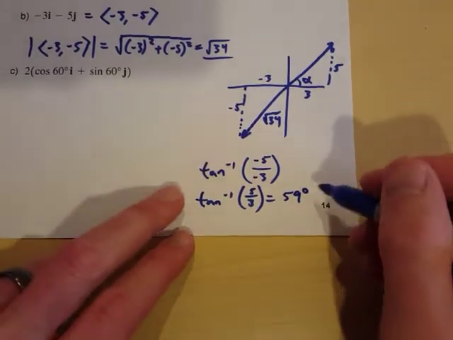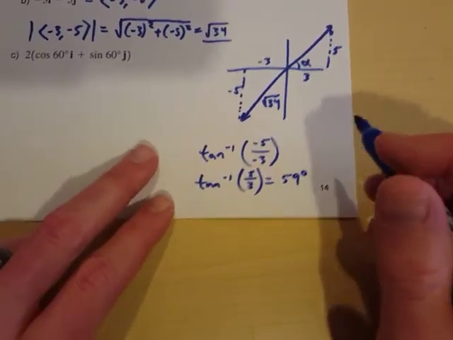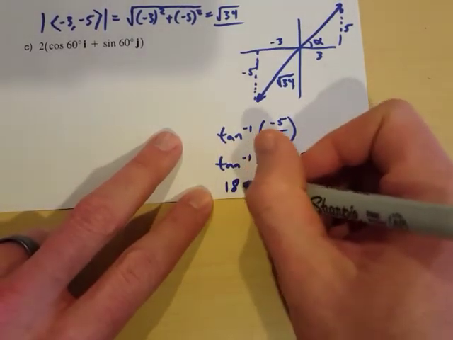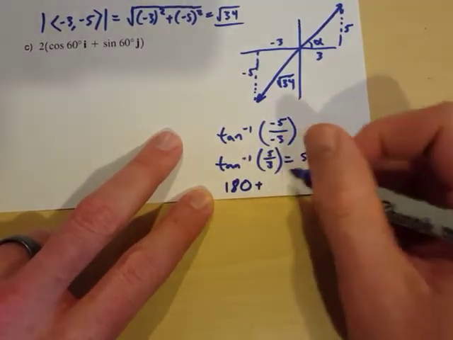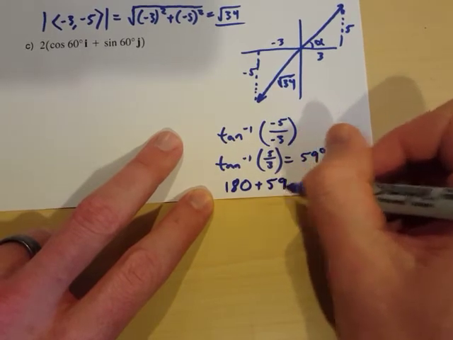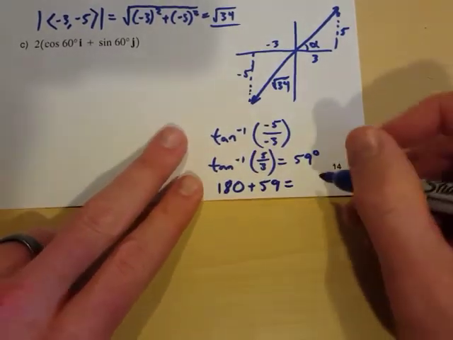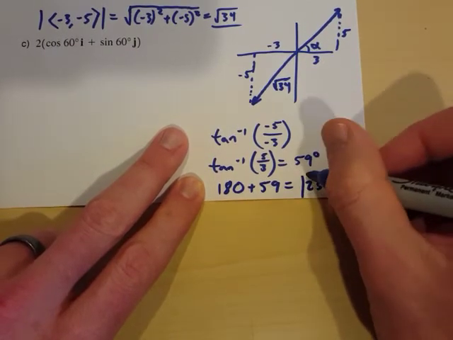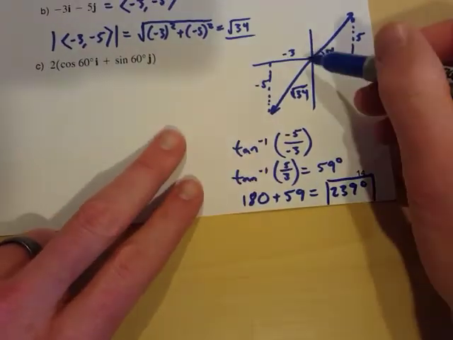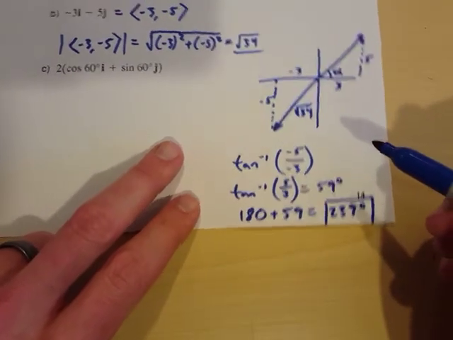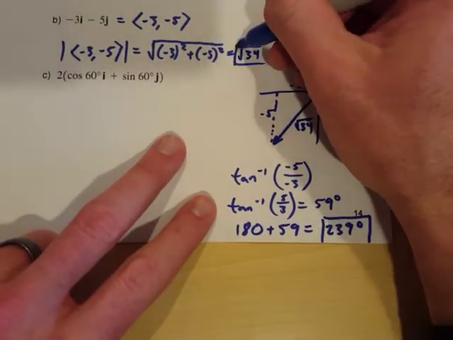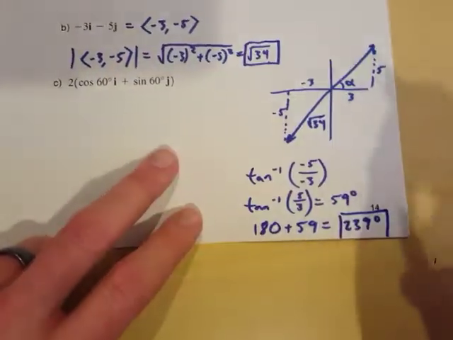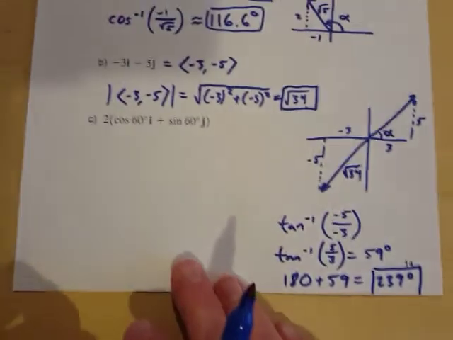Then if I want my actual direction angle, I take that 59 now. My angle for this one is just going to be 180 plus 59, which will give me a total of 239 degrees, which makes sense because that is going to put us in the third quadrant. So we've got 239, we've got square root of 34, that's our magnitude and direction angle for number 2. Now the last one, a little bit of a break.